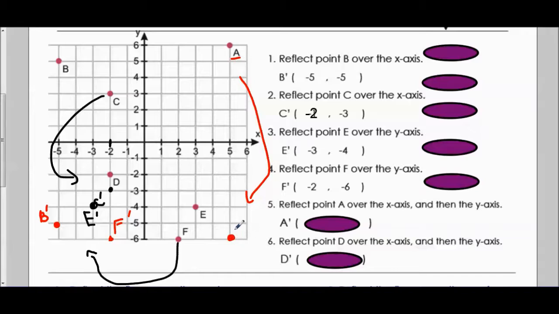That's the first jump, and now it's going to jump across the y-axis. So now it's going to make this jump over the y-axis, and it's 5 away right now. 1, 2, 3, 4, 5. So it's going to jump 5 away on the other side. It's going to end up right in that bottom left corner. Now it's A prime. Try doing that last one on your own.